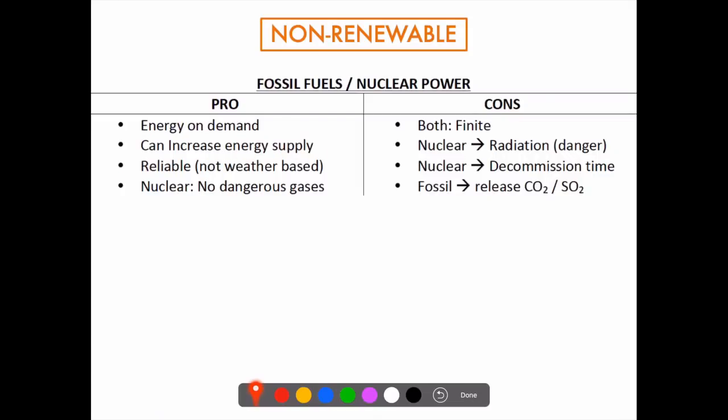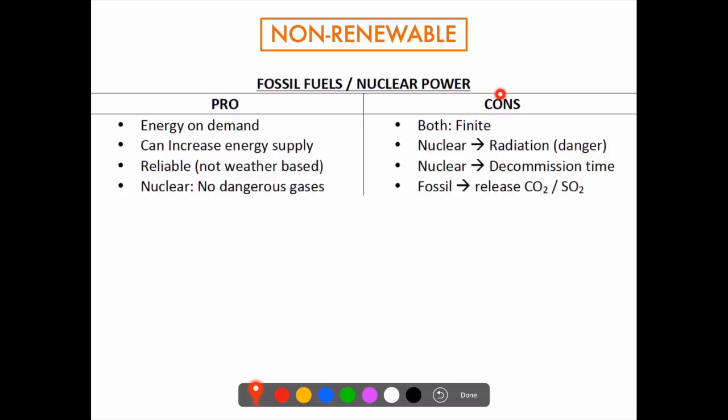So, for example, if the city is binge watching Netflix and the electrical supply of the whole city goes up, you can actually burn more fossil fuels and increase the energy supply. Also, nuclear does not give off any dangerous gases. For example, it does not give off greenhouse gases or sulfur dioxide, which can lead to acid rain.